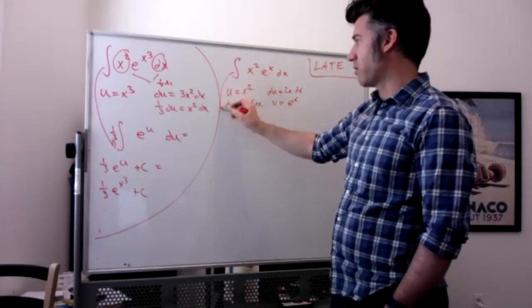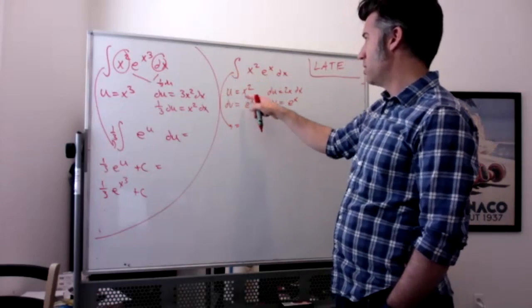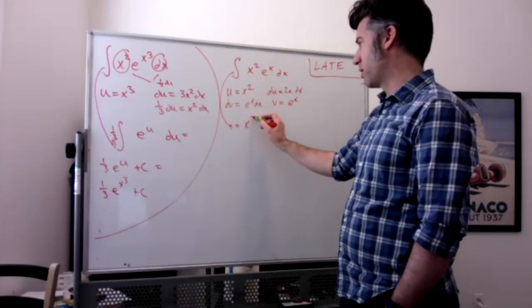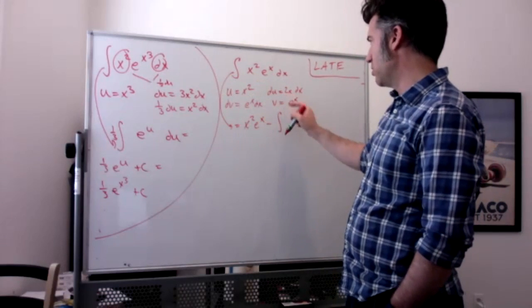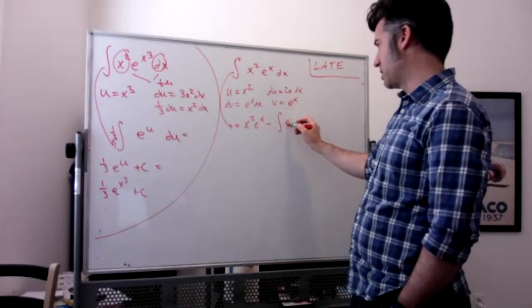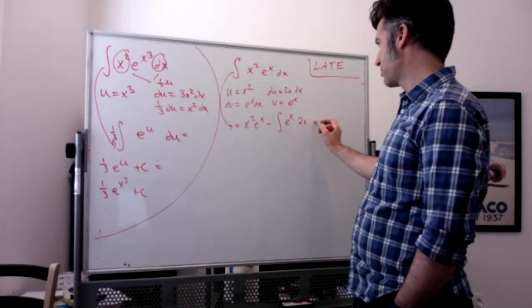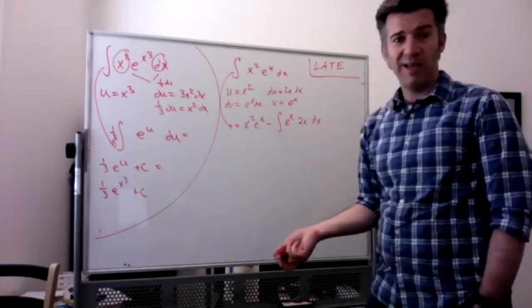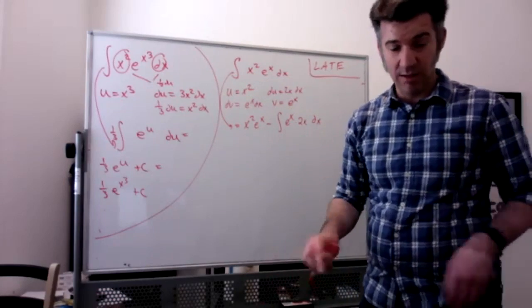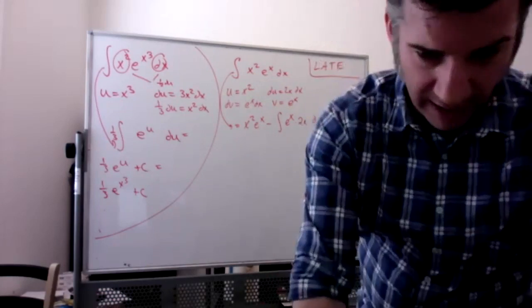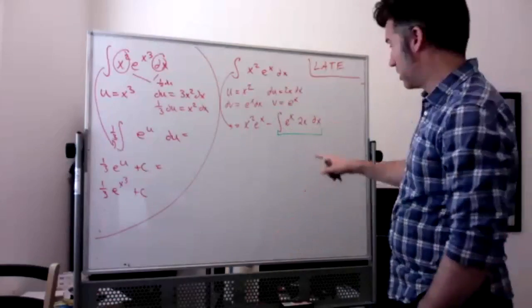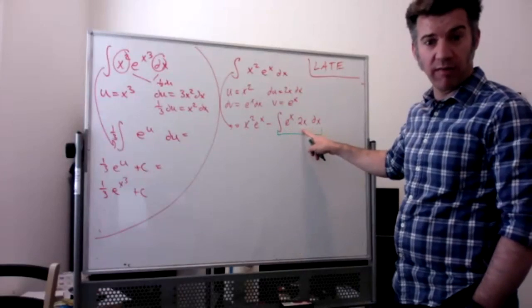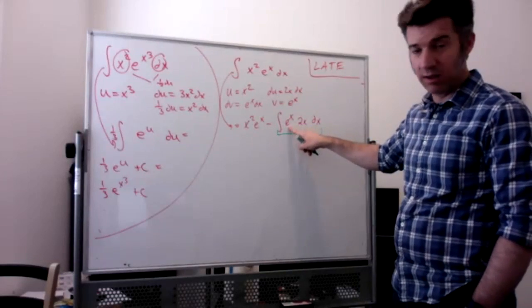Great, so now my integral is equal to u times v, so x squared times e to the x, minus the integral of v du, which is e to the x times 2x dx. And now I get to use integration by parts again. I still have an integral. It's still an algebraic, or any power of x, times an exponential. So I'm going to do it again.